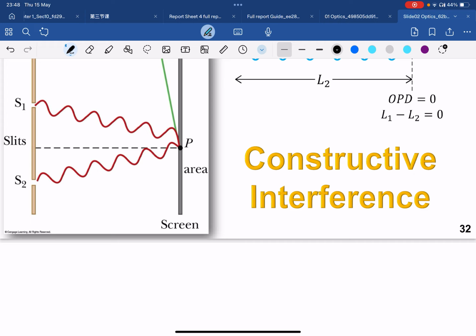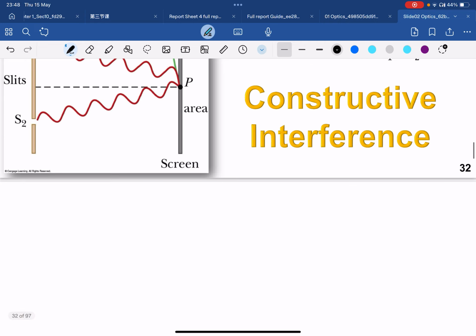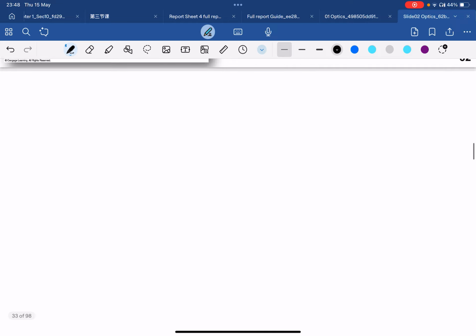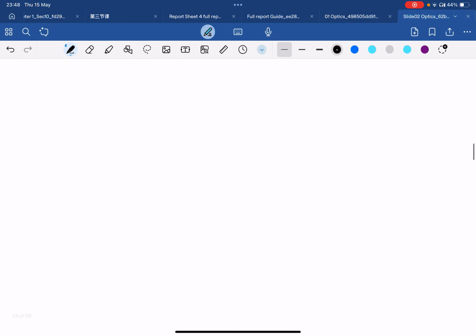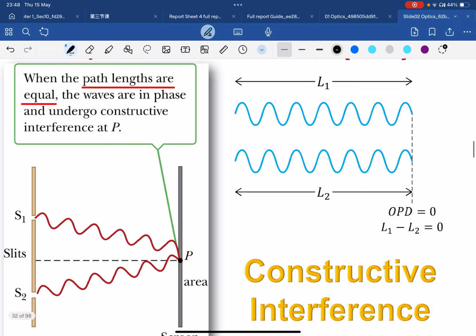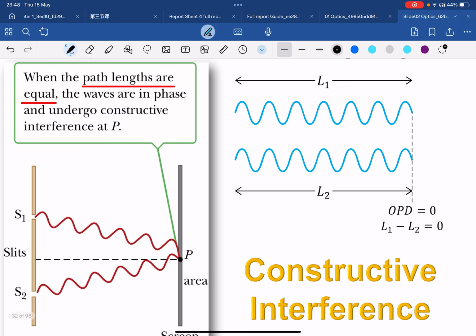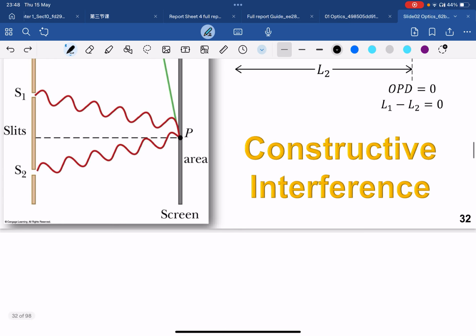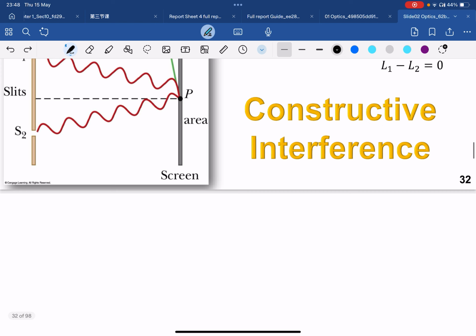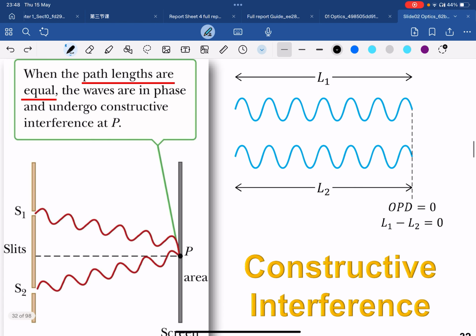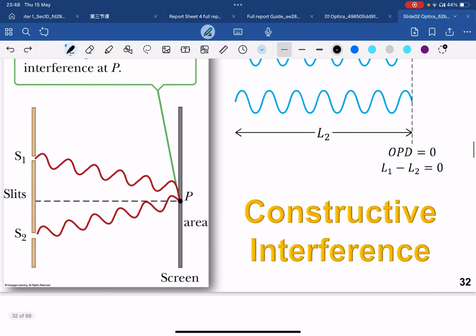Essentially, we're going to see what the difference is between constructive and destructive interference. First and foremost, what is interference? Interference is just when two waves meet up, they can either have a destructive or constructive relationship. And the difference between the two is very simple. Constructive is, for example, when the path lengths are equal, the waves are in phase and undergo constructive interference.